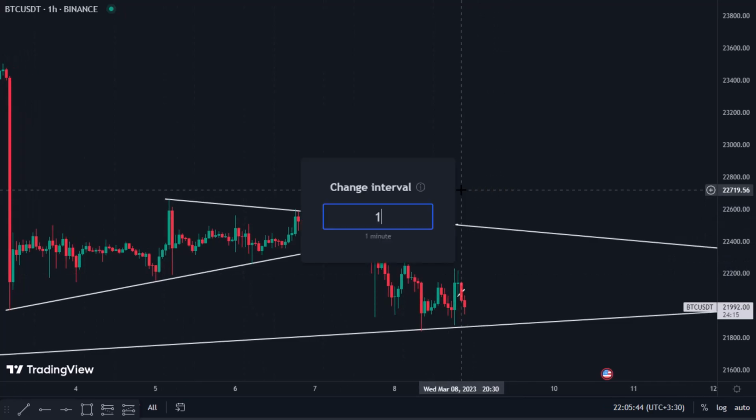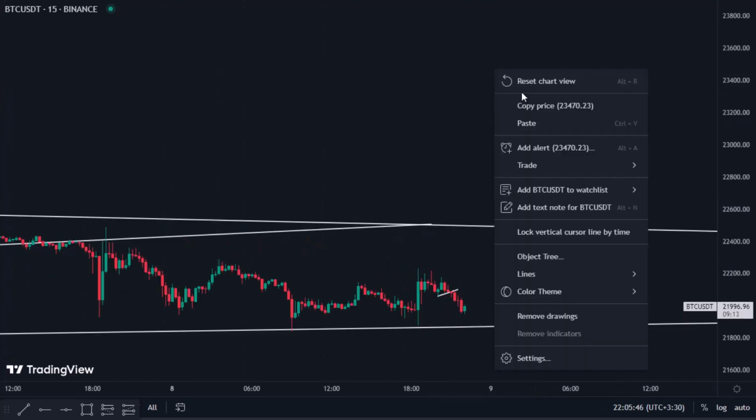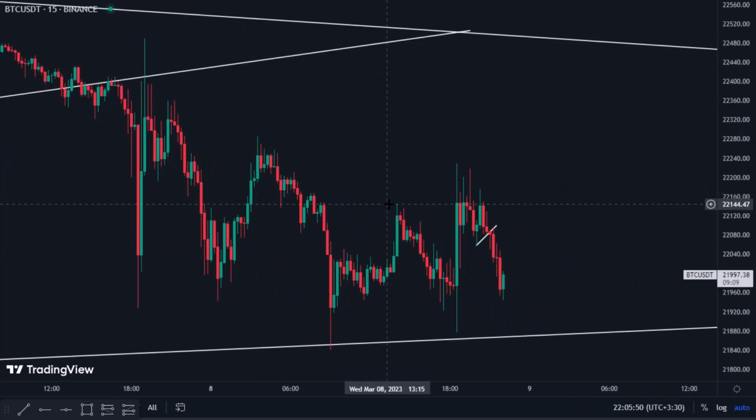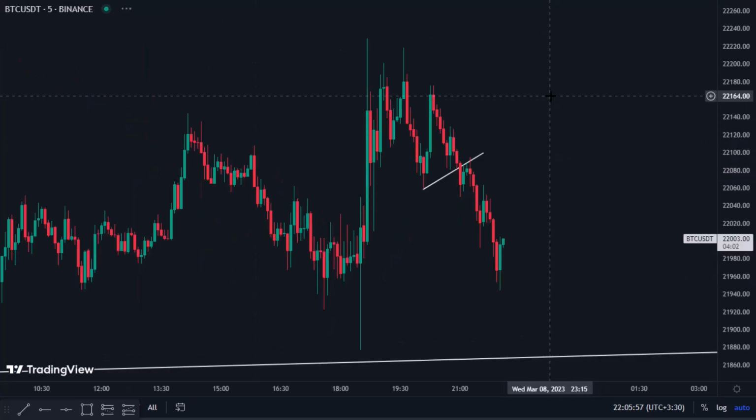Let's move to 15-minute time frame. We don't have anything special here. It's just in a range market, you know, it's really bad to trade here. Let's switch to 5-minute time frame.